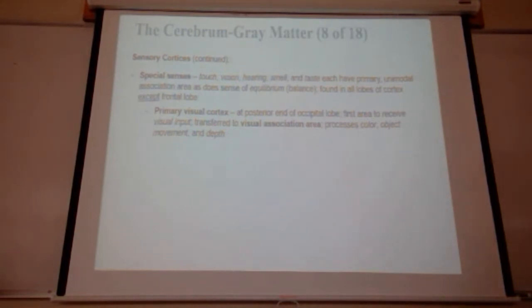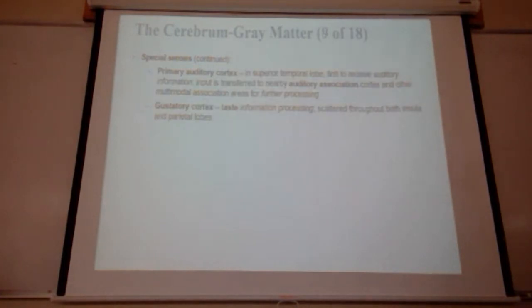Primary visual cortex at the backside of the occipital lobe is the first area to receive visual input, and it transfers to the visual association area. This is the area that's going to process color, movement, depth. Again, this lets us see the bird. This tells us it's a blue bird that's pretty doggone large.